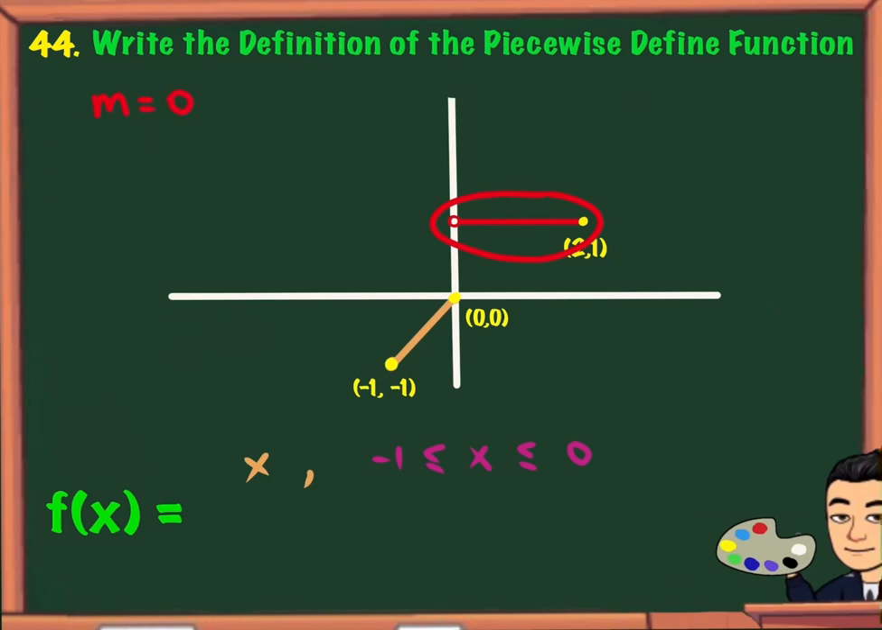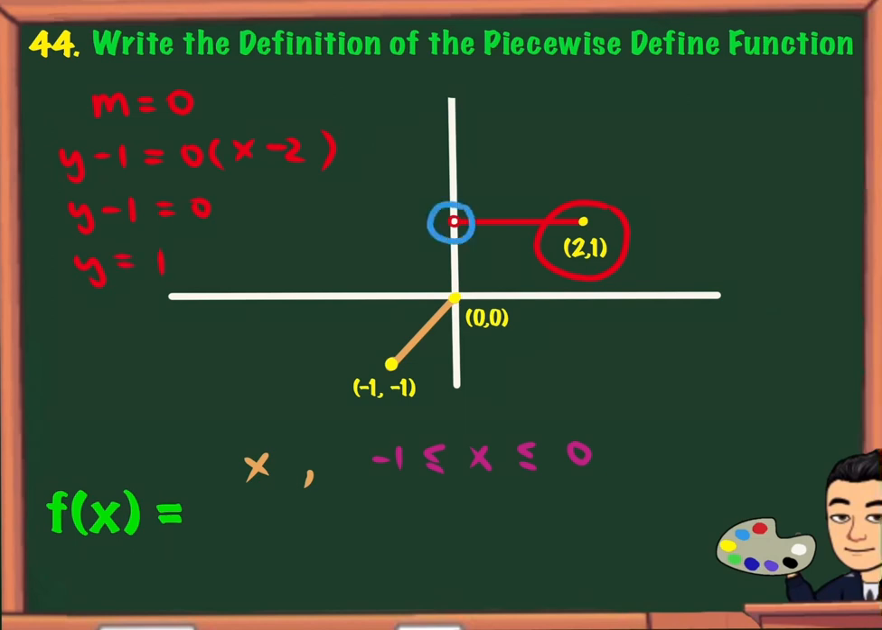Now let's go ahead and figure out the function of this line. Slope is equal to 0 if you see a horizontal line. This is the only point that's given to us. You can put in the point slope formula. Y minus 1 equals to 0 times x minus 2. Y minus 1 equals to 0, so y equals to positive 1.